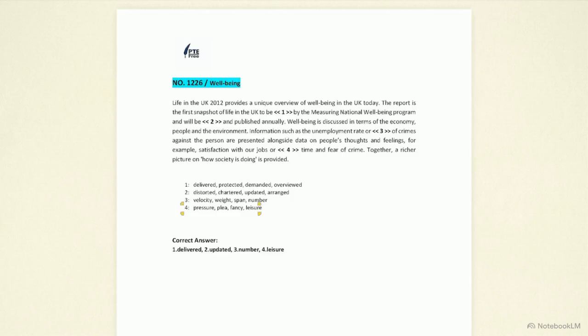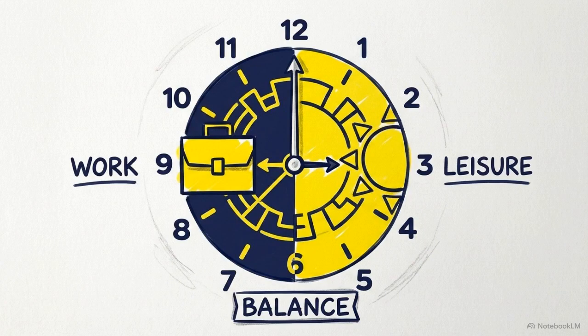Now, look at the final sentence and the options for blank 4: pressure, plea, fancy, and leisure. First, we must locate structural conjunctions. The text mentions satisfaction with our jobs, followed by the conjunction or. This word establishes a direct conceptual contrast. The missing word must serve as the counterpart to our working hours. The opposite of work time is the time spent away from work.